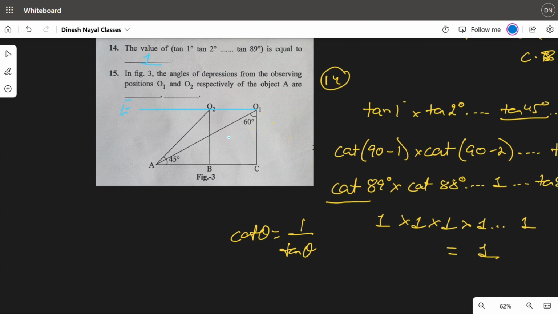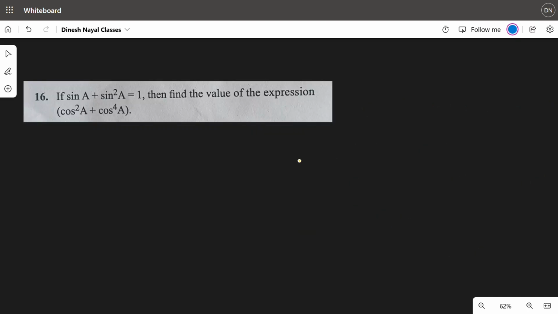So if this is 60, we know that this is 90. So this angle will be 30 degrees. By the alternate interior angles, if this is 30, this will also be 30 degrees. So the angle of depression from O1 is 30 degrees. And if you extend this line, you see AC and EQ1 are parallel lines, and taking this as transversal, this is 45. So by the alternate interior angles, this angle will also be 45 degrees. So the angle of depression from here is 45 degrees. That completes our question.